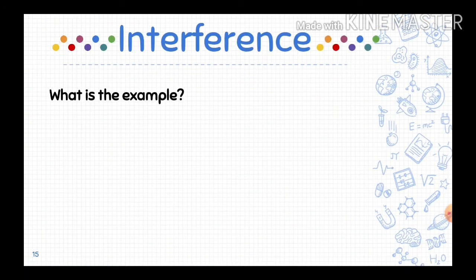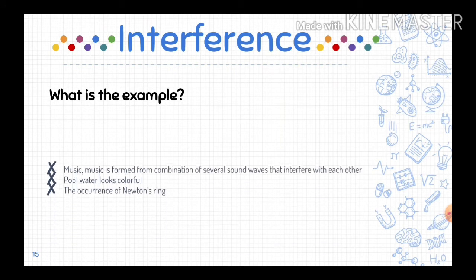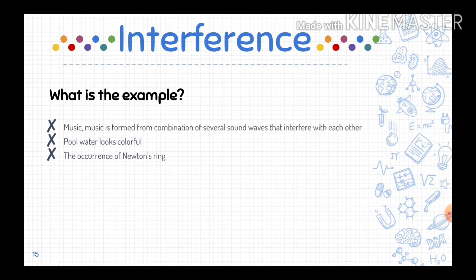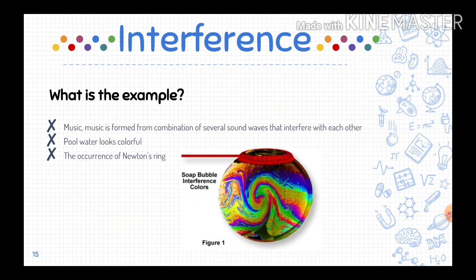What is an example of interference? The example is music. Why music? Because music is formed from combinations of several sound waves that interfere with each other, so we can hear music. Pool water looks colorful. The occurrence of Newton rings. You can see the picture, there's a soap bubble with interference color, so it's so colorful.